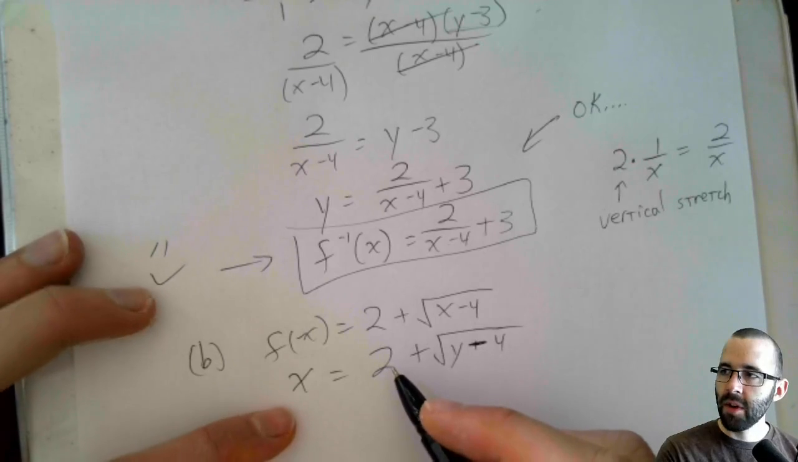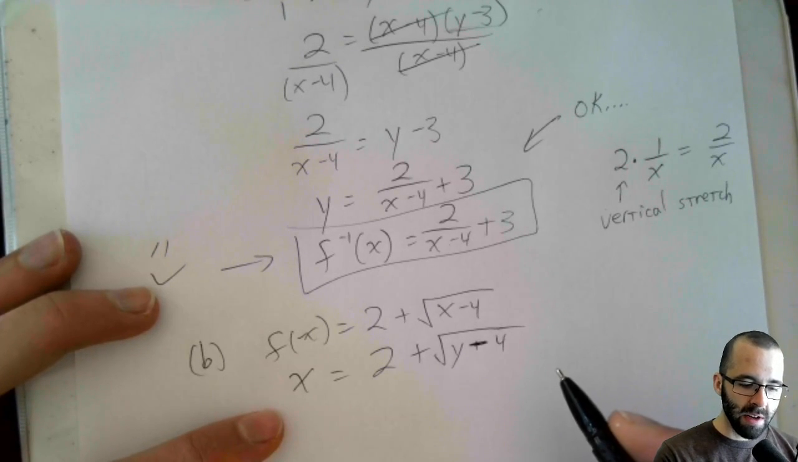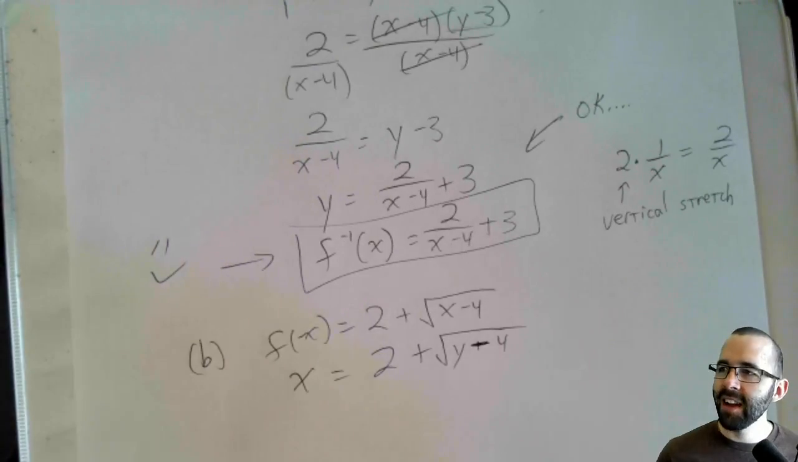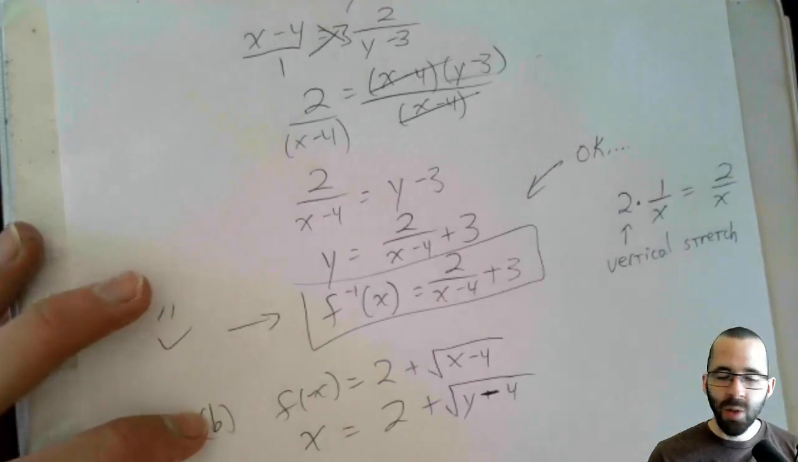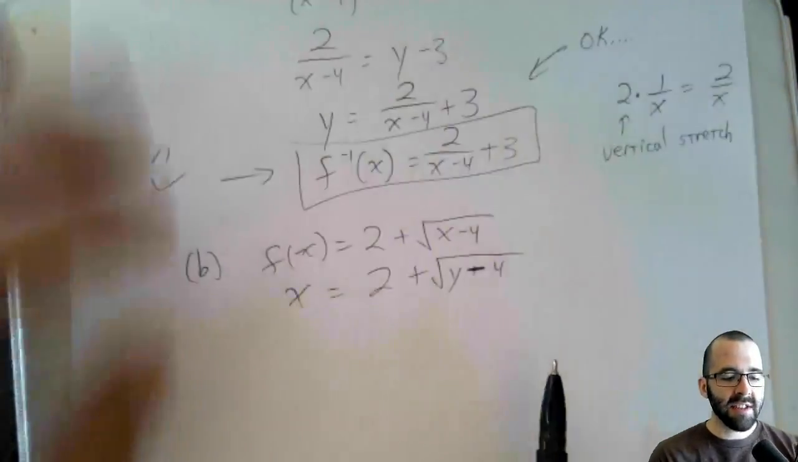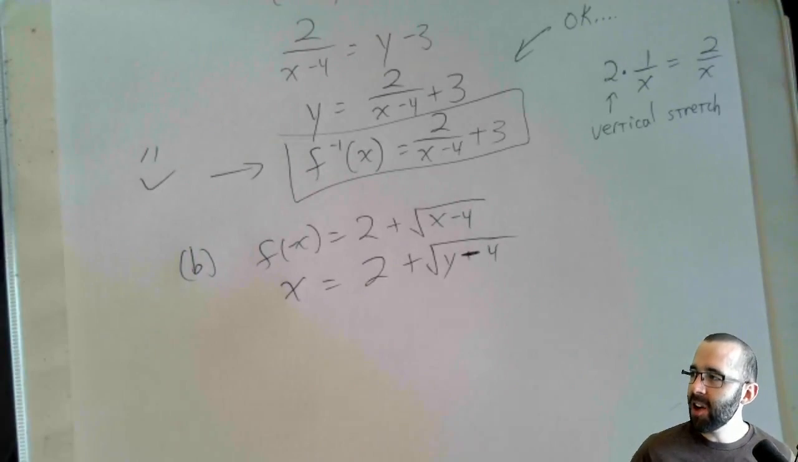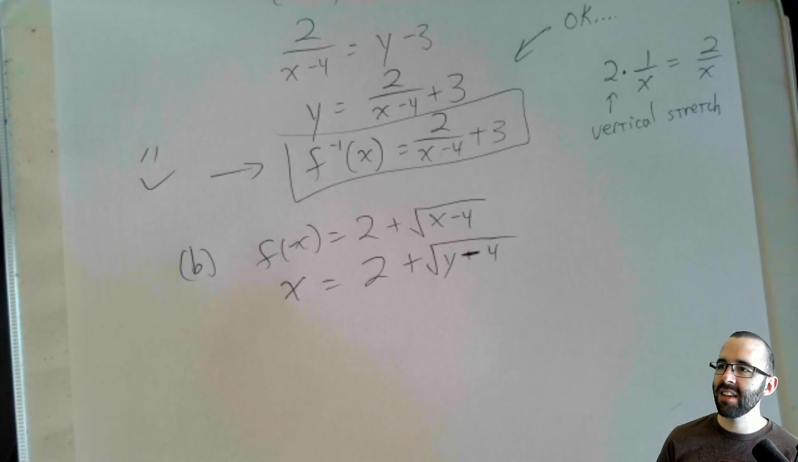Okay, so going over here, we now have to solve this equation, and oh my goodness, in part A, it was a rational equation. We had to remember how to solve rational equations, which we did in 930. Here, this is a radical equation, and we also solved radical equations in 930. How exciting.